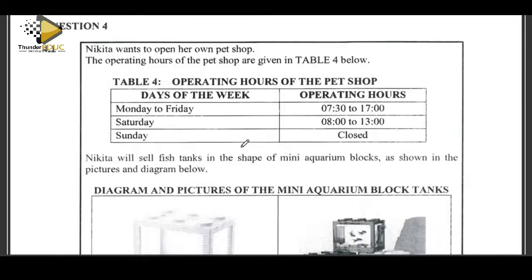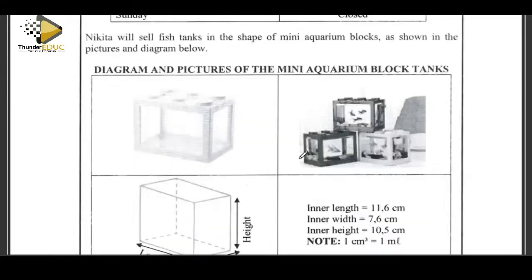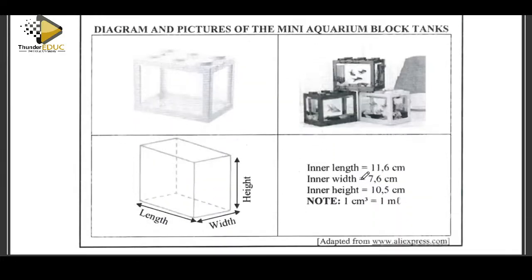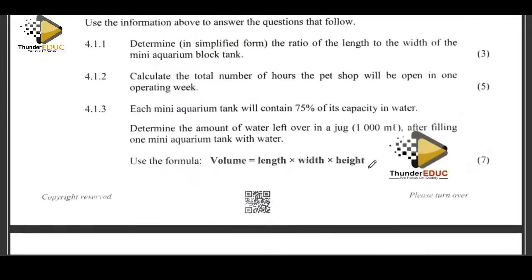Days of the week, Monday to Friday, it opens from 7:30 to 17 hours, and on Saturday it opens from 8 hours to 13 hours. All right, Nikita sells fish in the shape of the mini aquarium blocks as shown in the diagram below. So these are the diagrams, and we shall see what we shall do with them. Determine in simplified form the ratio of the length to width of the mini aquarium.